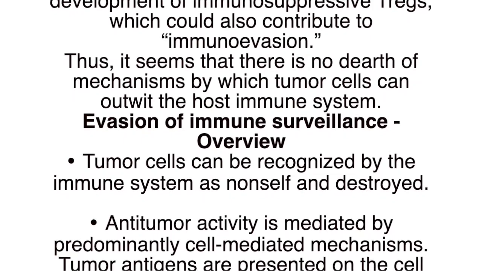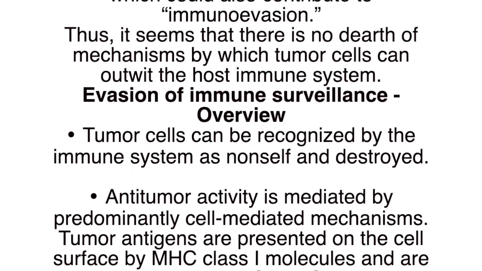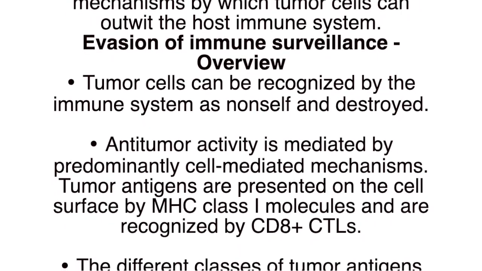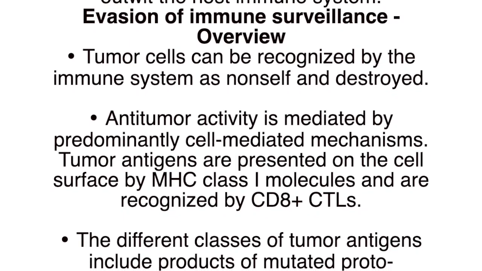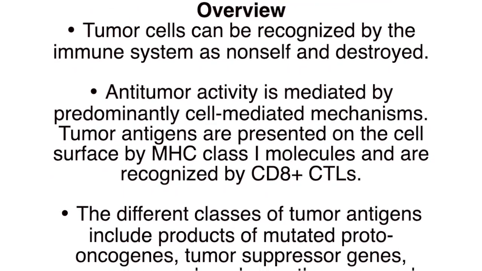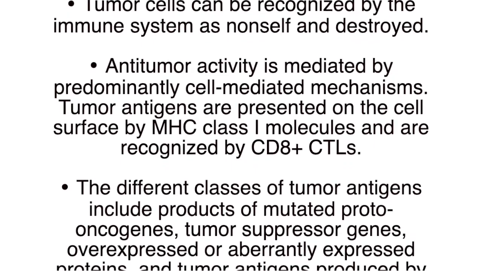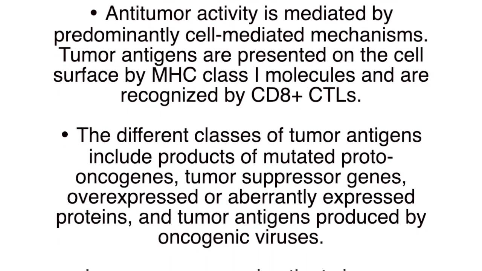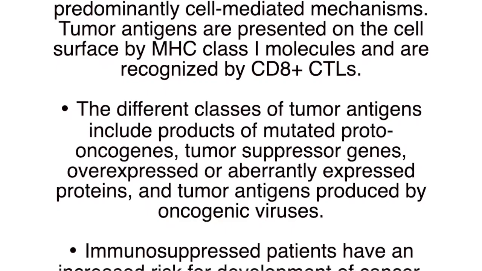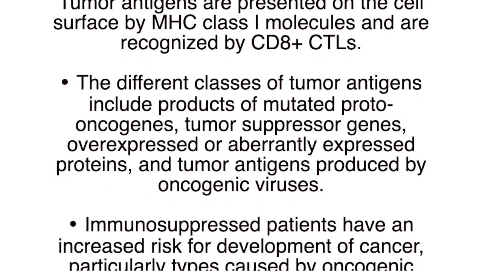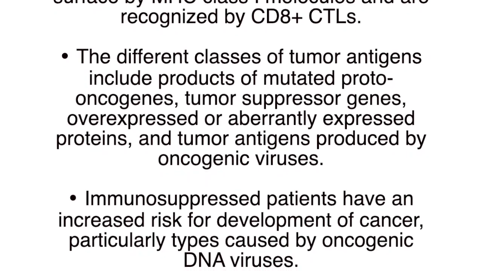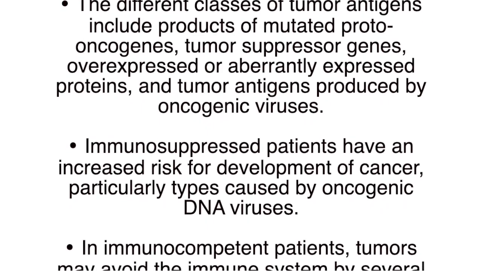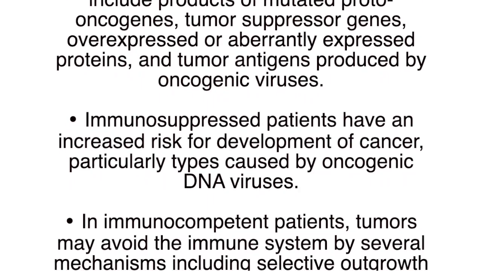Evasion of immune surveillance. Overview. Tumor cells can be recognized by the immune system as non-self and destroyed. Anti-tumor activity is mediated by predominantly cell-mediated mechanisms. Tumor antigens are presented on the cell surface by MHC class I molecules and are recognized by CD8 positive cytotoxic T lymphocytes. The different classes of tumor antigens include products of mutated proto-oncogenes, tumor suppressor genes, overexpressed or aberrantly expressed proteins, and tumor antigens produced by oncogenic viruses.